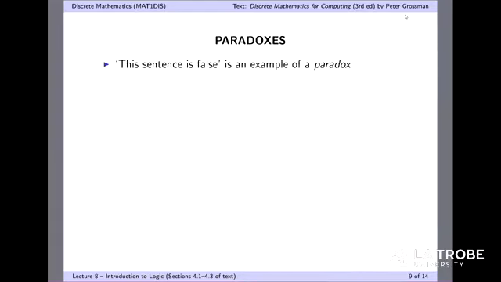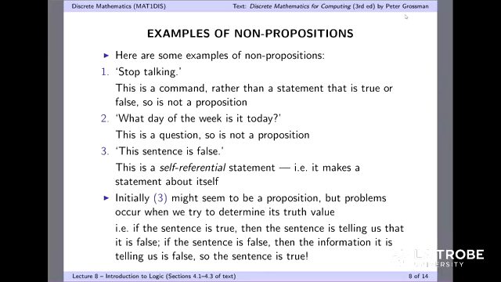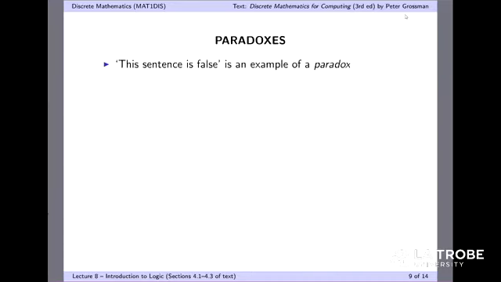Paradoxes. Okay, this sentence is false is an example of a paradox. You know what a paradox is. If you think it's true, but the statement itself says it's false, something like that. So if you want to determine its truth value: if the sentence is true, then the sentence is telling us that it is false. If the sentence is false, then the information it is telling us is false. So in other words, it's a complement of a complement that has to be true, right? Like a friend, right? No?